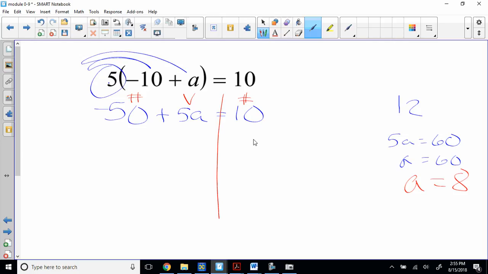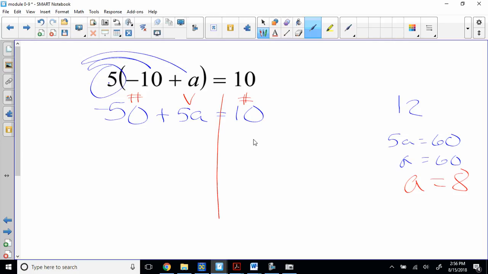Now, I had a lot of people do this. I sat down and graded all the classes together. I had people take that 10 and move it over here. Now, for me, that's very frustrating because what have I always been saying? Get your numbers on one side and variables on the other. Did that go through your brain when you were working these? If it didn't, it needs to.